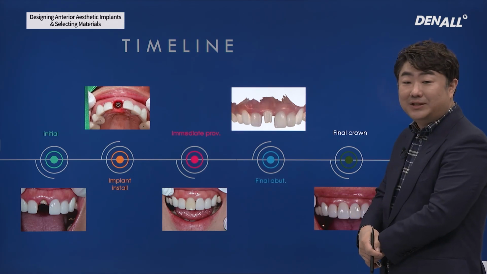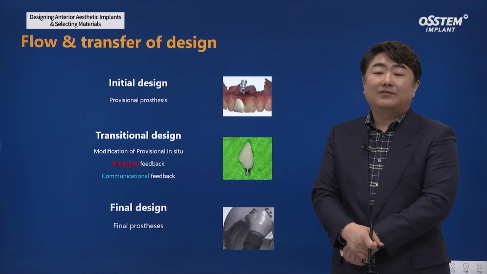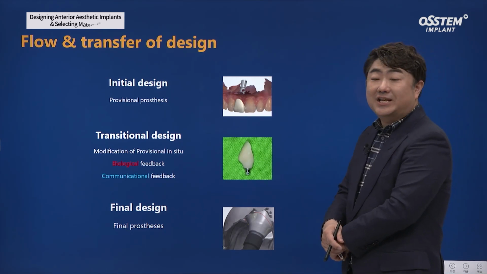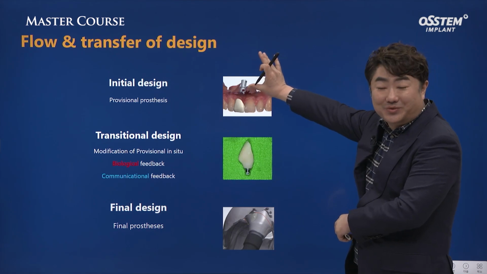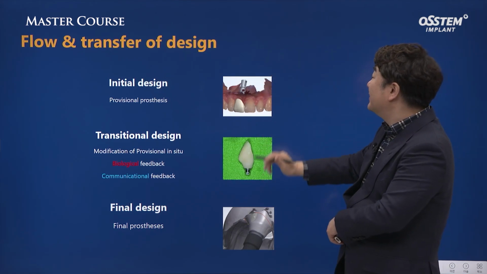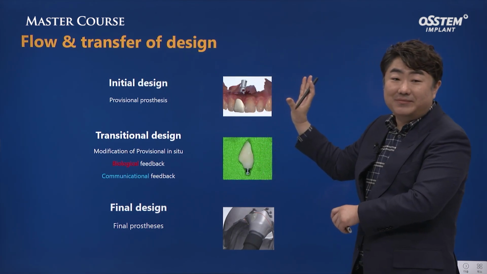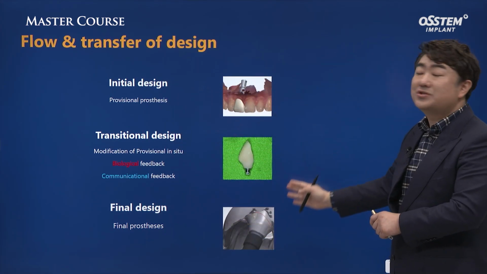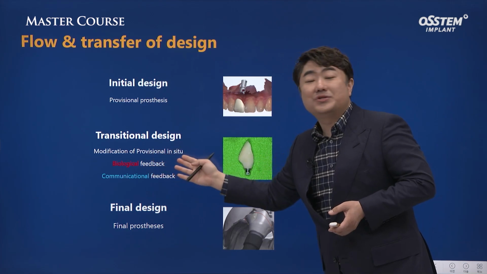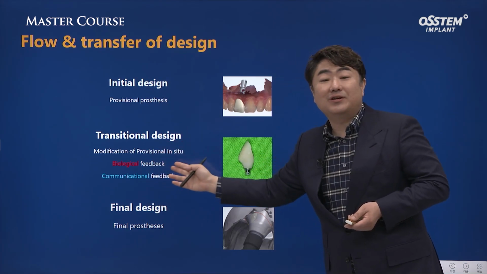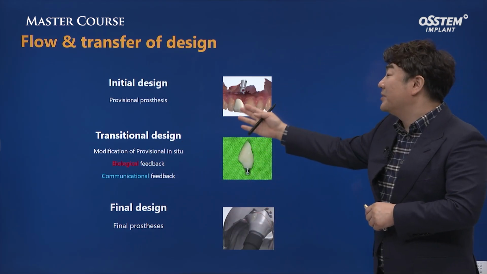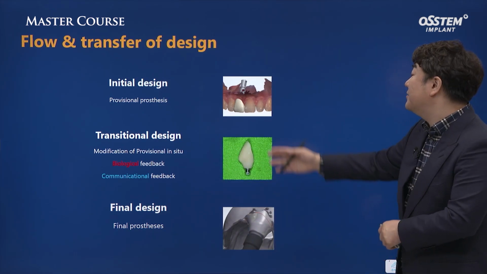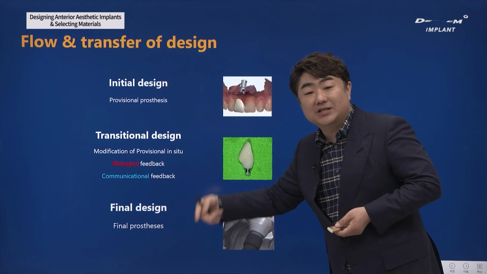The process of prosthesis design starts after implant placement. We start off with provisionals. This is the initial design. It is modified based on biologic feedback and patient communication. The design that is changed is referred to as the transitional design. After that, we move on to the final design. That is the overall order.